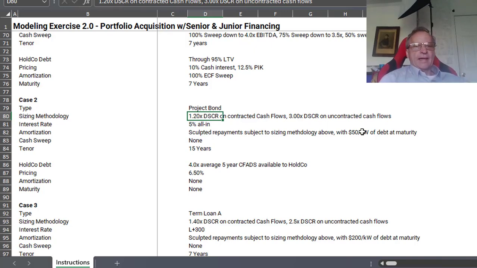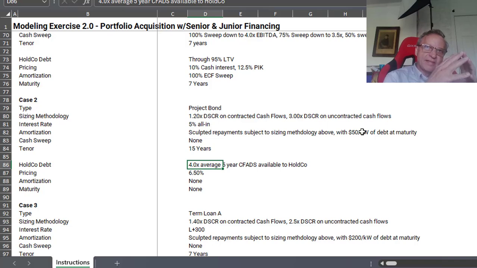Okay, and then they have holding company debt again, and this time they said 4 times average 5 years CFADS available to holding company, which is totally confusing. Is this CFADS at the operating company? Because that's the only place you compute the CFADS.